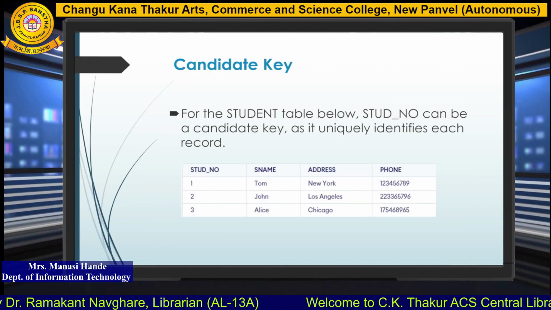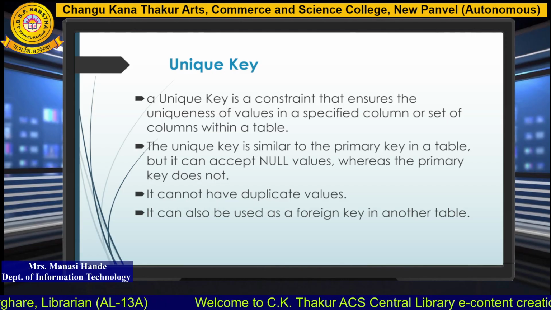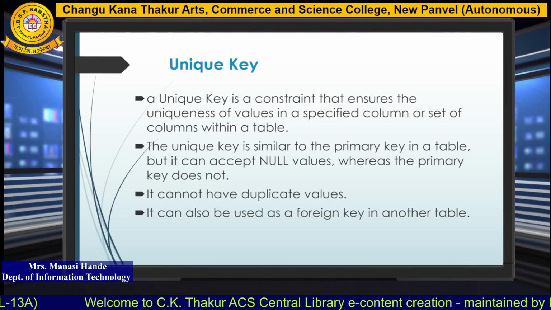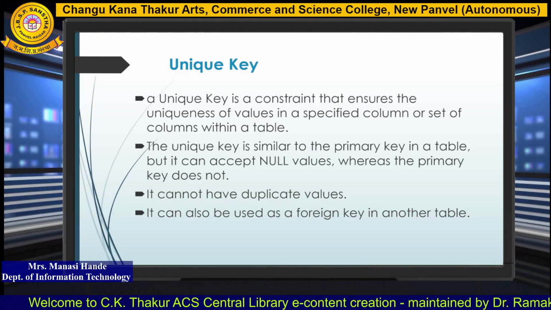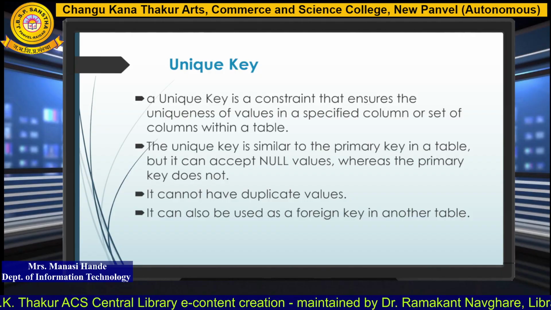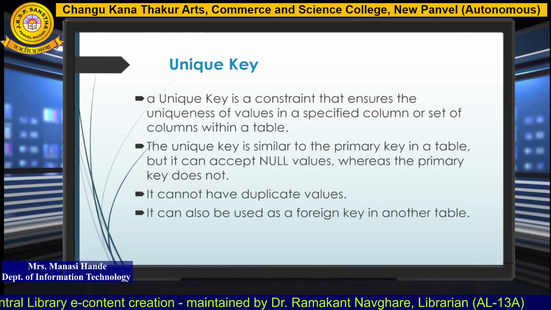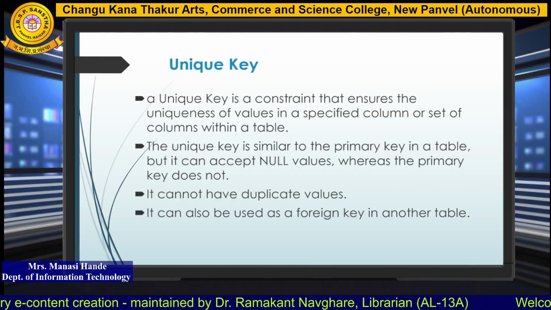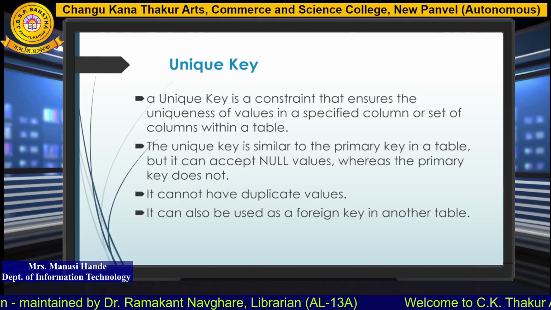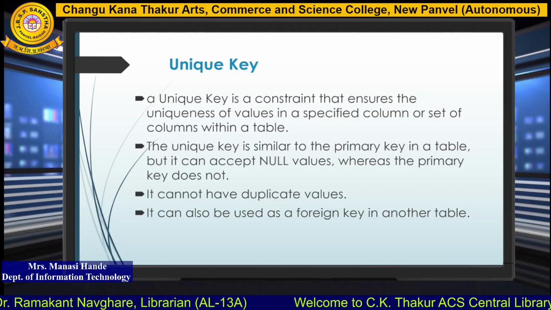Next is unique key. A unique key is used to ensure that all values in a column or a group of columns are unique. It is very similar to a primary key, but there is one difference. Unlike a primary key, a unique key can allow null values, although duplicate values are not allowed. Unique keys are often used for attributes such as email IDs, usernames, or phone numbers where uniqueness is required.